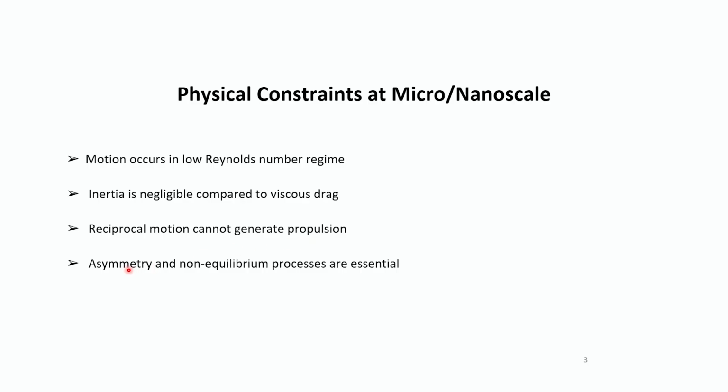Then asymmetry and non-equilibrium process are essential. So your symmetrical bots are going to make a to and fro movement which is not generating any net displacement. So asymmetrical design is required for your bot to move ahead.